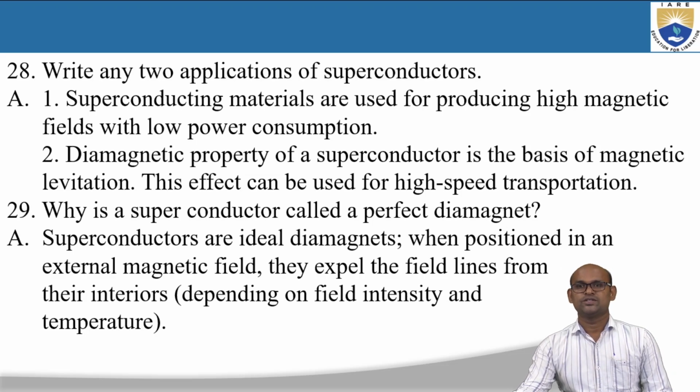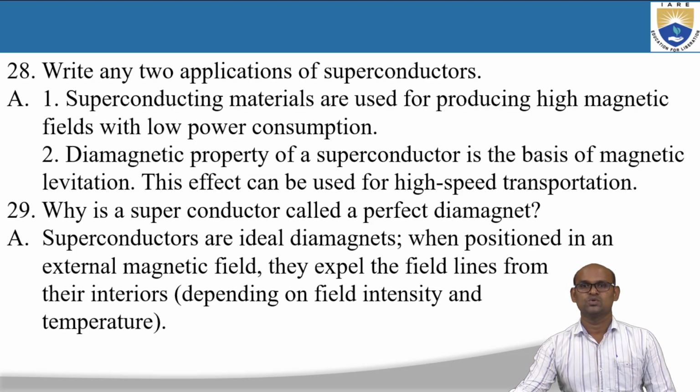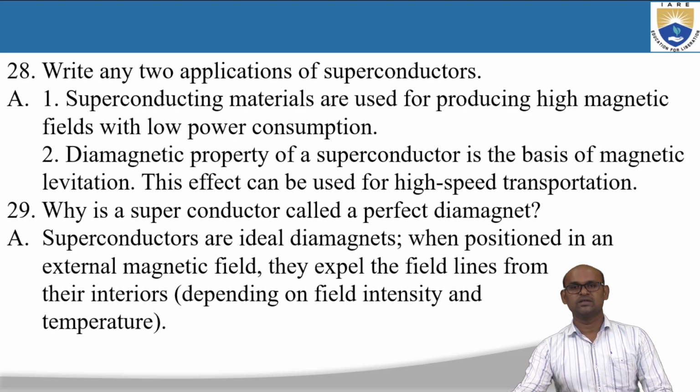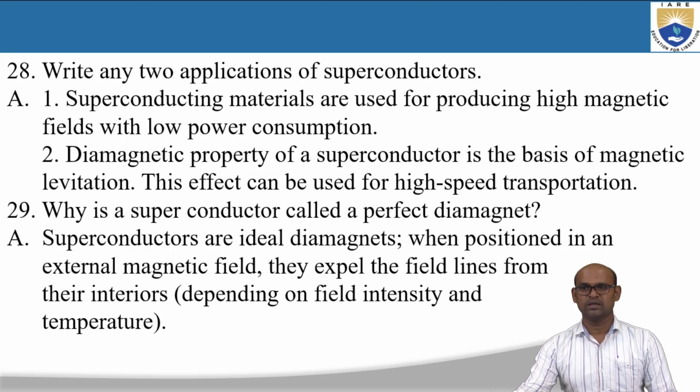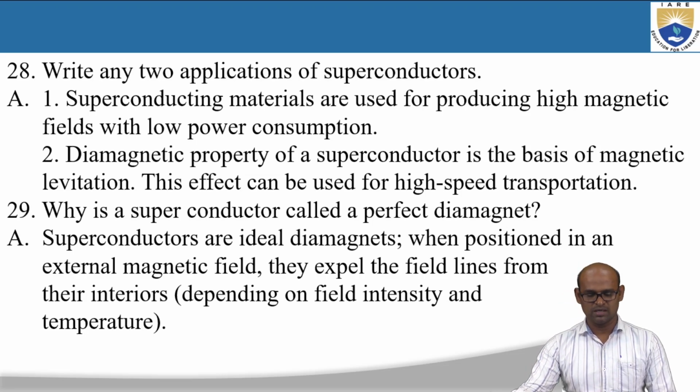Write any two applications of superconductors. Superconducting materials are used for producing high magnetic fields with low power consumption. First property: the diamagnetic property of a superconductor is the basis of magnetic levitation. So this effect can be used for high speed transportation. The perfect diamagnetism of a superconductor can be used in maglev trains. So that is another application of superconductors.